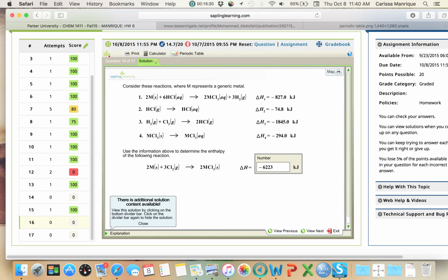So when I do that, what did I do? Reactions 1 and 2 stayed the same. Those don't change. Step 3, I needed to multiply everything by 3, so this will be a negative 1,845 multiplied by 3. And this one here flips, so it would be a positive, and I'm also going to multiply it by 2. Once I add all of those together, including my manipulations, I will get my final delta H. So make sure you understand and know how to do that.